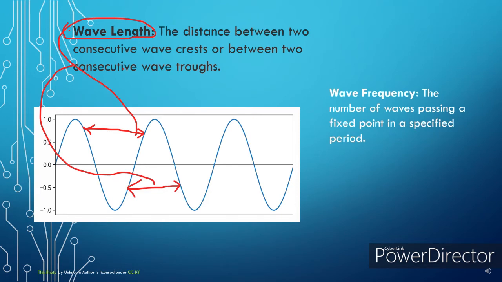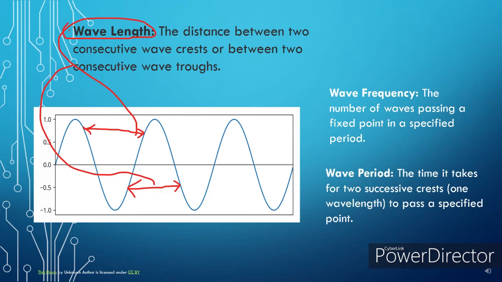Wave period is the time it takes for two consecutive crests or one wavelength to pass a specific point. The wave period is often referred in seconds. Example, one wave every 6 seconds.